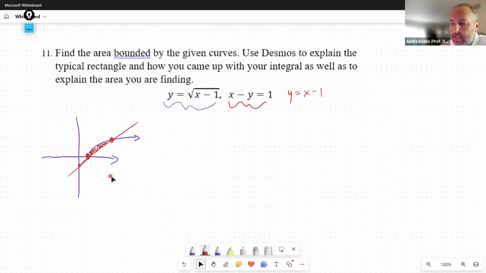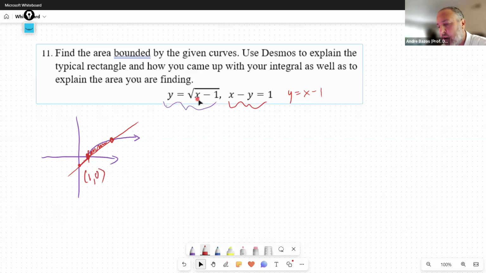I guess I can test that out, because if I plug in 1, I get 0. Is that true for both of them? If I plug in 1, I get 0 here. If I plug in 1, I get 0 there. So yes, they both share that particular point. I need to find this other point. Hopefully it's nice too. How do I find that other point?